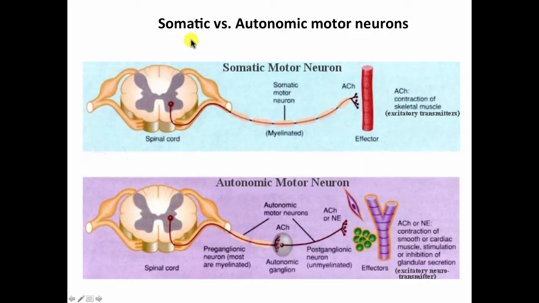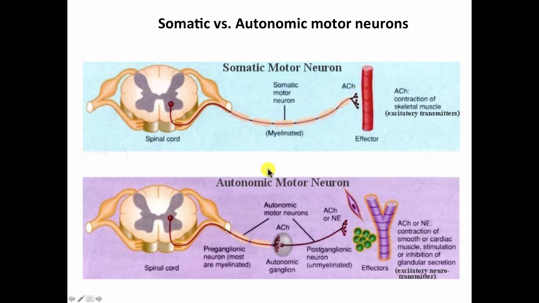Just to remind you of the difference between the somatic and autonomic motor neurons, those are the neurons carrying information from the spinal cord to the periphery. In the case of the somatic motor neurons, a single neuron carries the information to the periphery, skeletal muscle.